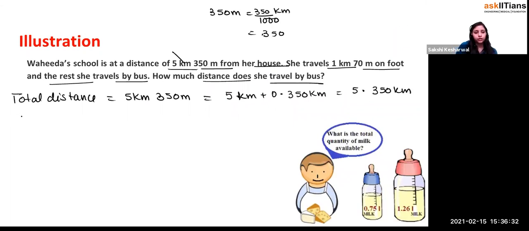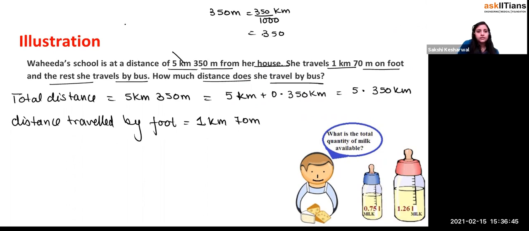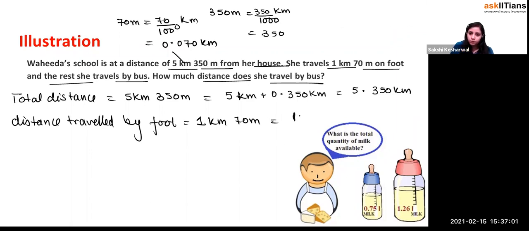Now, she traveled by foot. Distance traveled by foot will be how much? It is 1 kilometer and 70 meters. So can I write 70 meters as 70 by 1000 kilometers, right or not? Yes, which is equal to 0.070 kilometers. We have already done these conversions. So can I write this as 1 plus 0.07 kilometers?